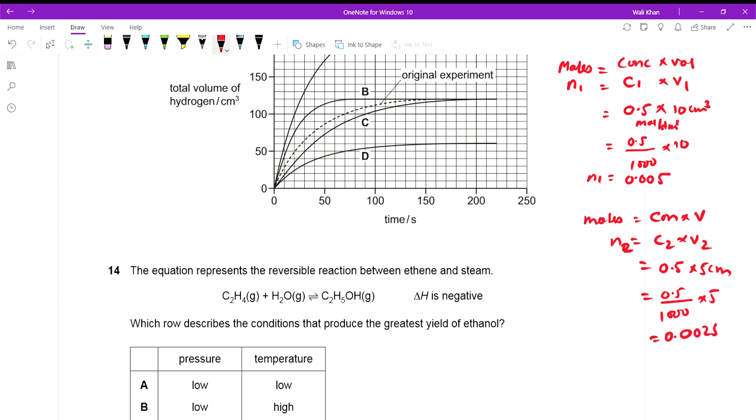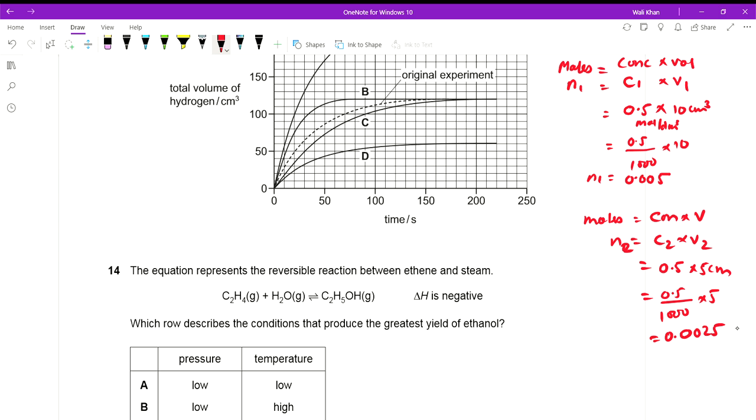0.025, so it is half of it. So when we compare both of the results, the moles of sulfuric acid in the second experiment are half of the first experiment. So the volume of hydrogen produced will also be half.